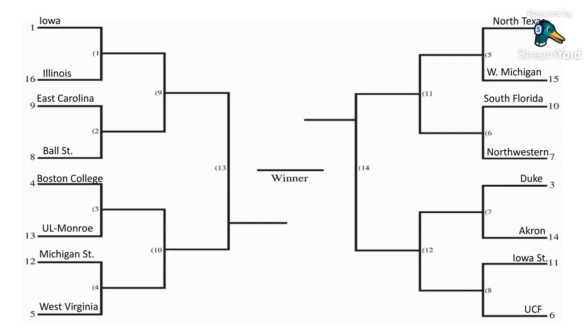So how it's going to work is Illinois and Iowa are going to be playing on the same day as East Carolina and Ball State. So you'll have one matchup determined in one day. Then the second day, it'll be Boston College versus UL Monroe and Michigan versus West Virginia. Then you have North Texas and Western Michigan, and South Florida and Northwestern on the day after that. And then the final day of the first round will be Duke and Akron and Iowa State and UCF.